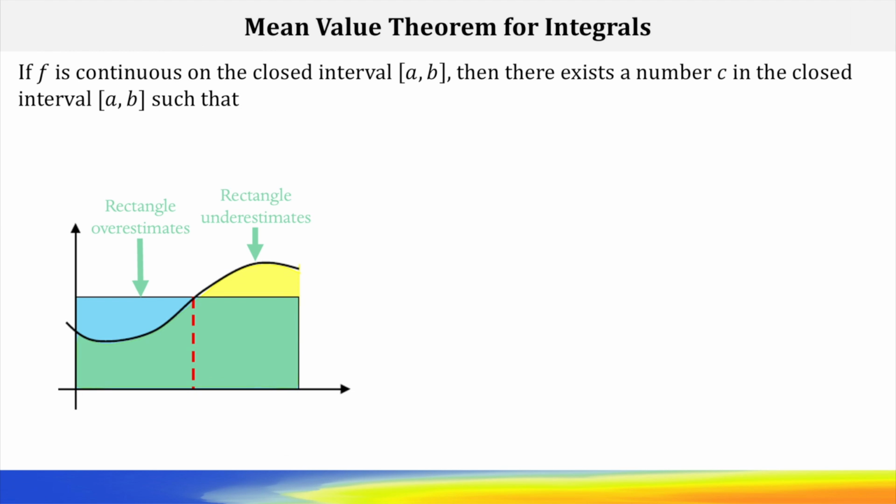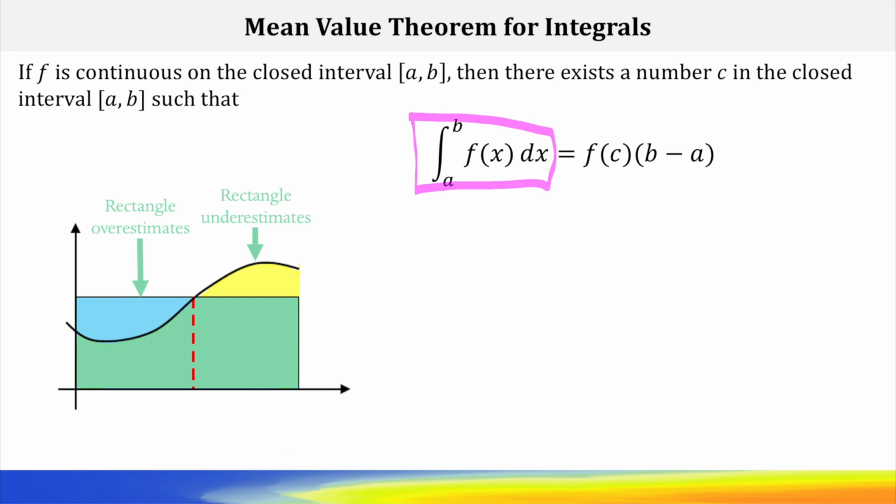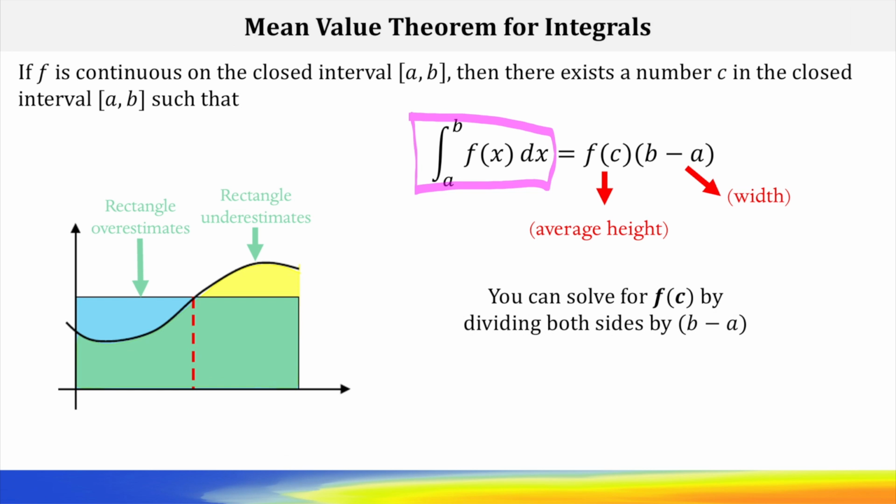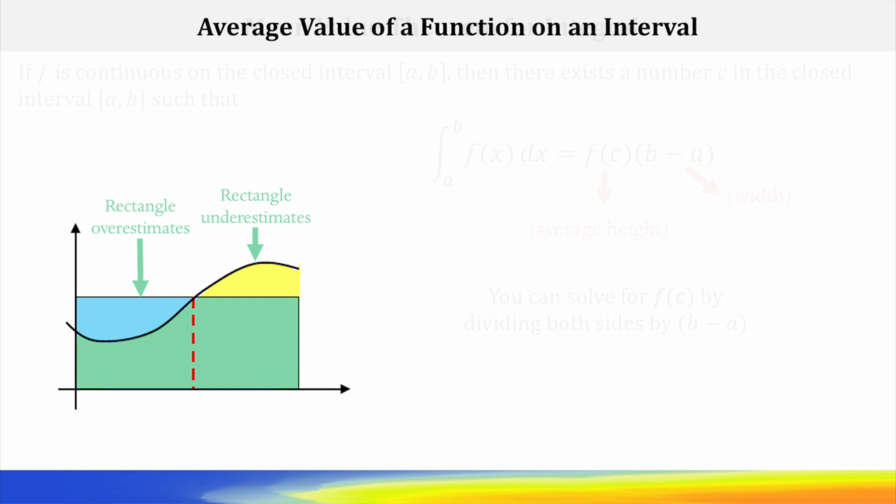So the mean value theorem for integrals: if f is continuous on a closed interval [a, b], then there exists a number c in the closed interval [a, b] such that the area under the curve equals f of c times b minus a, where f of c is the average height, and b minus a is the width of our interval. Now you can solve for f of c by dividing both sides by b minus a, because this f of c we're really curious about, so we want to isolate it.